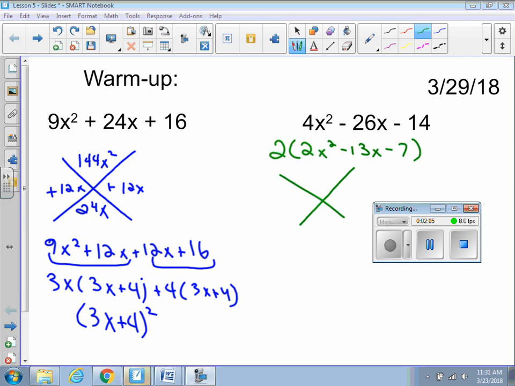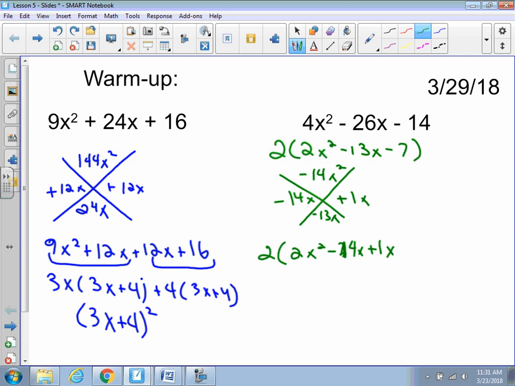So we have 2x squared minus 14x, plus 1x minus 7. So GCF of our first group is 2x, leaving us with x minus 7. GCF of the second group is 1, leaving us with x minus 7. So we have 2x plus 1 and then x minus 7. All right, so those are our factors.